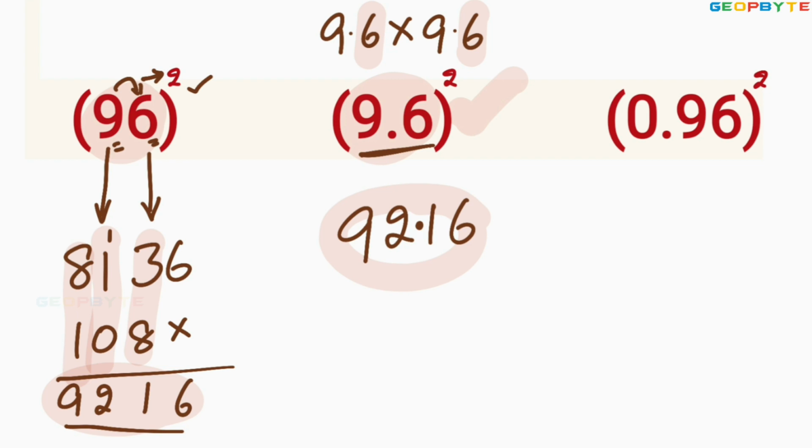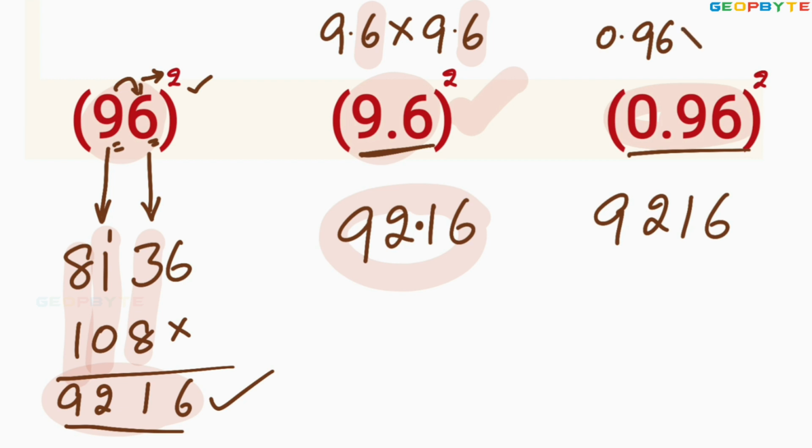Similarly, look at 0.96 whole square. For 0.96 whole square also, write this value, 9216. Then this 0.96 whole square you can write as 0.96 into 0.96. Then you count how many digits are there after the decimal point: 1, 2, 3, 4. Then you place the decimal point after 4 places.